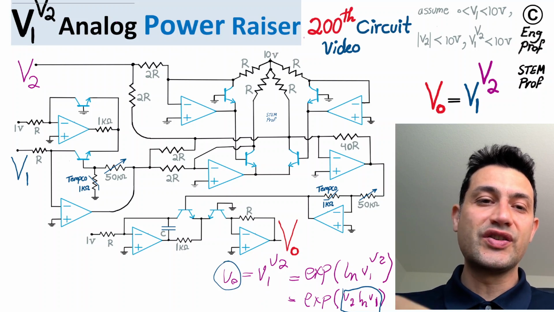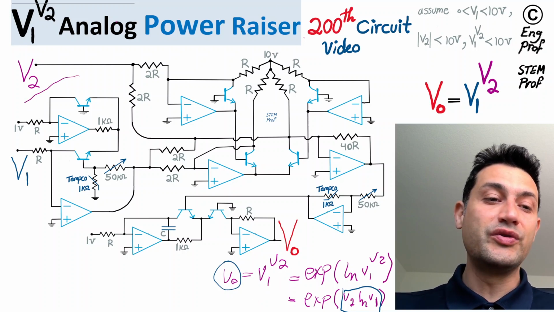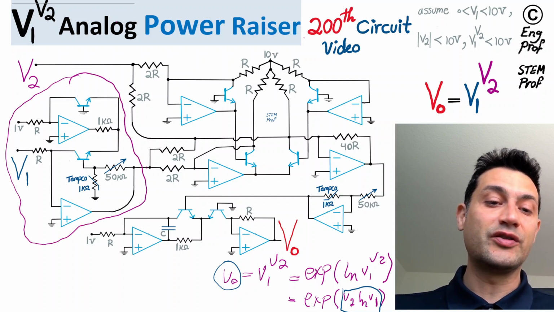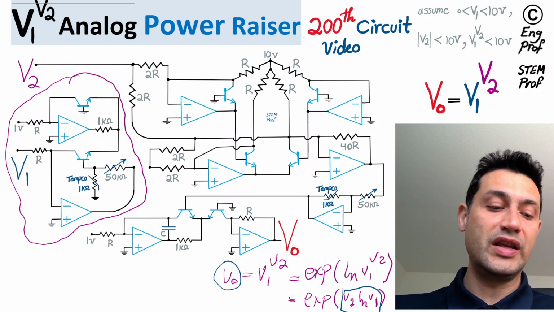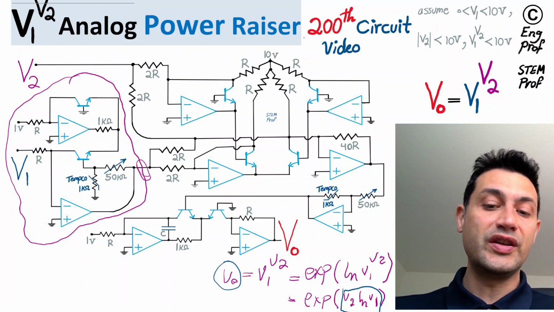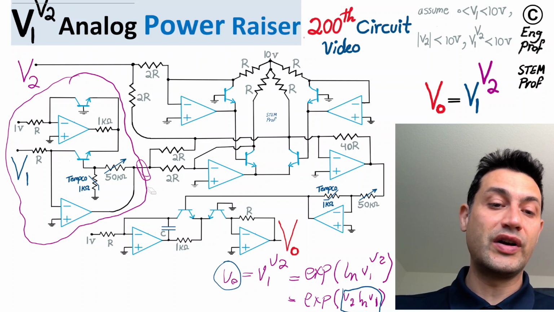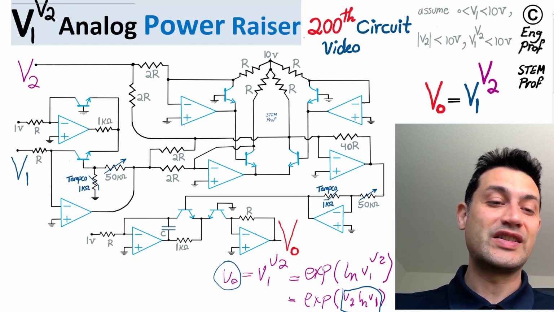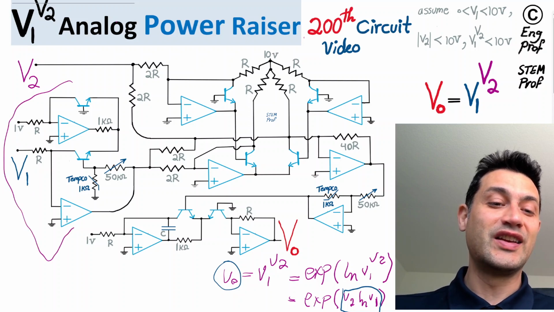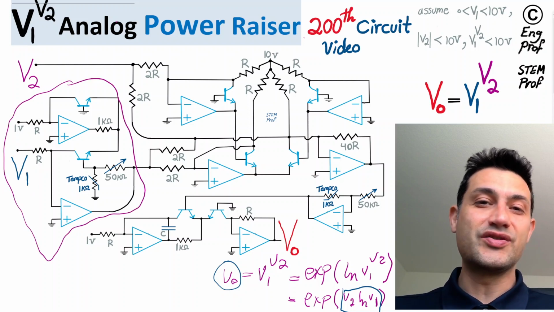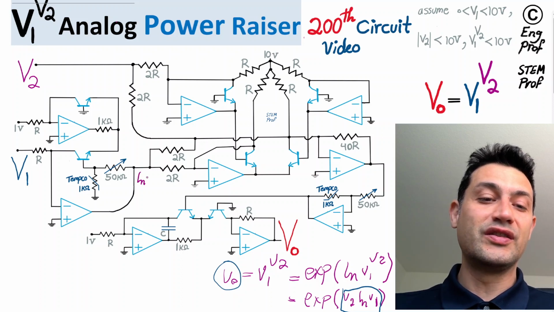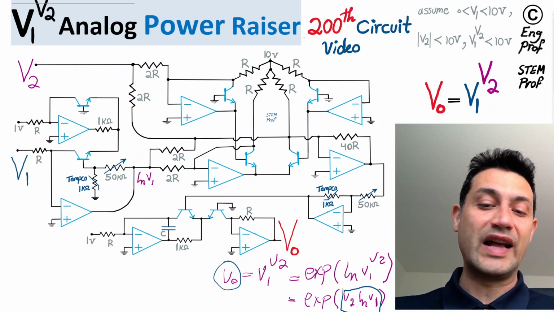So in this circuit, I'm going to show you that it's basically made of three subcircuits. The first one here that I'm highlighting, at its output at this node, is just computing the ln V1. So as you can see, V1 is entering this subcircuit here, as I highlighted. And this one is just computing for us ln V1 at this node, so natural log of V1. So that job is done.